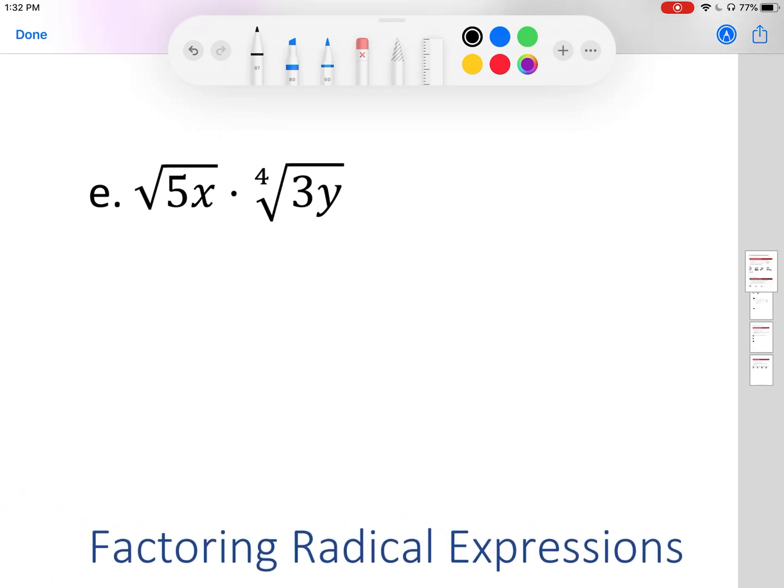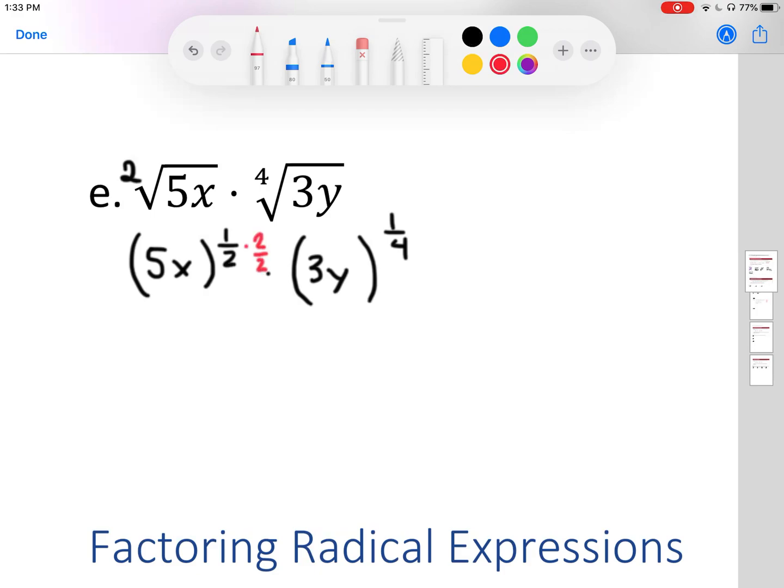And for example E, this one, we don't have the same index. Here we have a radical, but if we really wanted to, we can try to force the same index. So let's think of them as rational exponents. So 5x to the 1/2 power times 3y to the 1/4 power. I can multiply by a special 1 to create a denominator of 4. So now I have 5x raised to the 2/4 power and 3y raised to the 1/4 power.